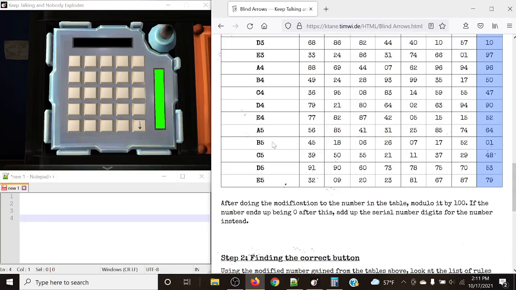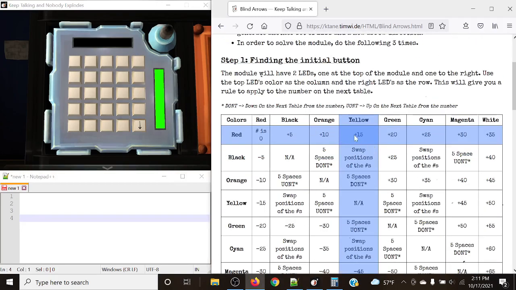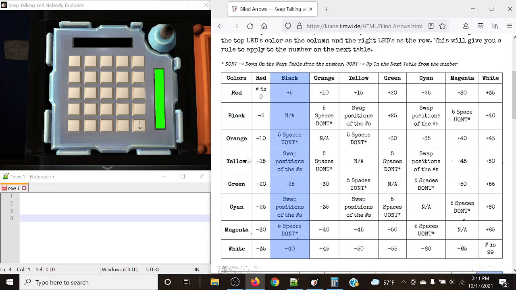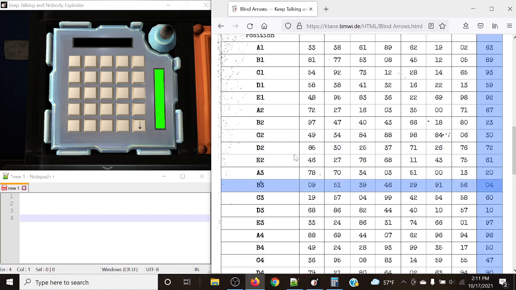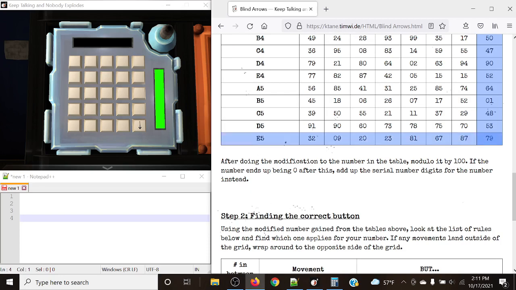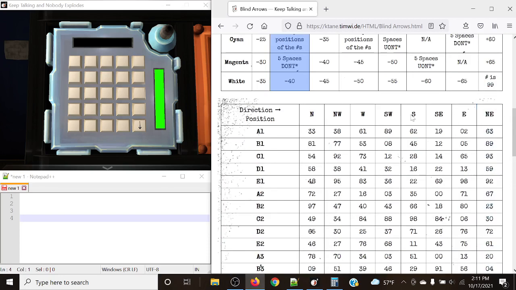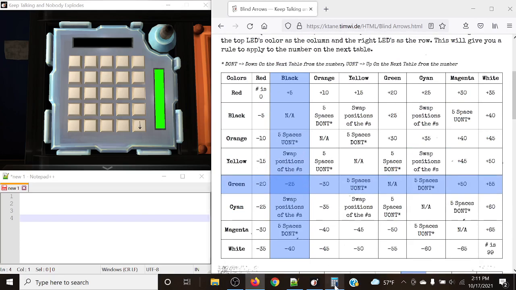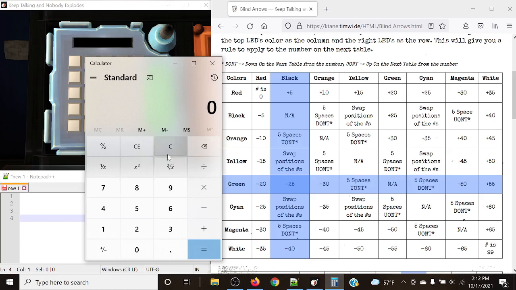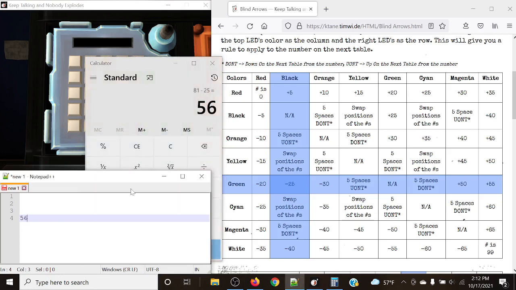So for our last stage here, we have black at the top, and we have green on the right side. So in this case, our number is minus 25. We're currently back at Echo 5, and in this case, it's pointing directly south. So in this case, we're looking at 81. 81, in this case, minus 25, is going to give us 56.